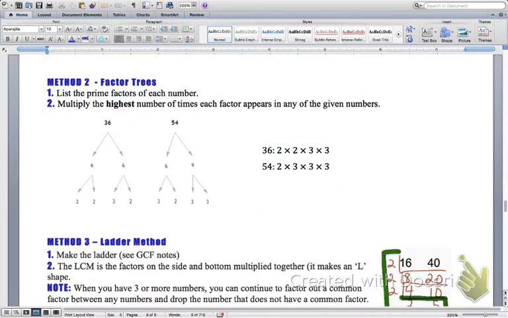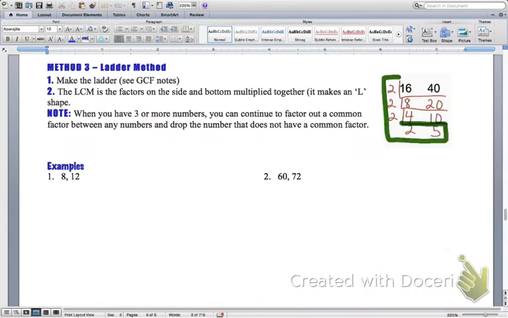So we look at that method. It's like the one we learned yesterday. The only difference is instead of finding our GCF by just multiplying the numbers here on the side, the LCM is multiplying all the numbers around, making an L shape. Think of L for the word least, for least common multiple. So that's the difference in the LCM in the ladder method versus the GCF, which was just these right here. So GCF is these, LCM is all the way around here. So let's go ahead and do the ladder method for these examples.